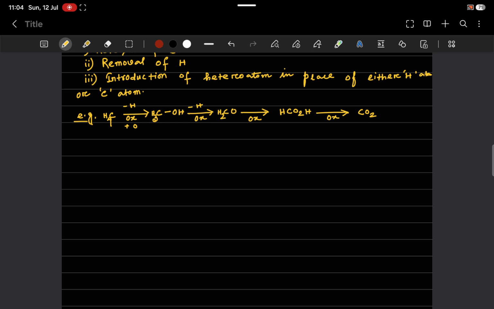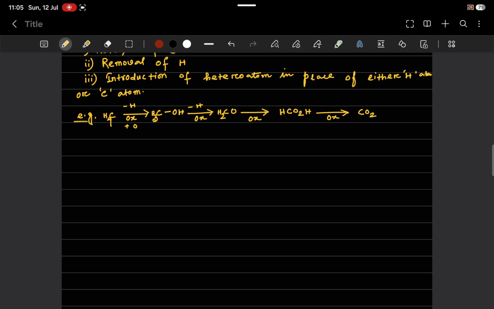I think up to this it is pretty clear to all of you. I can't see you, so I am assuming that you have already understood when you can consider an organic reaction as an oxidation reaction. Up to this I think it is clear.